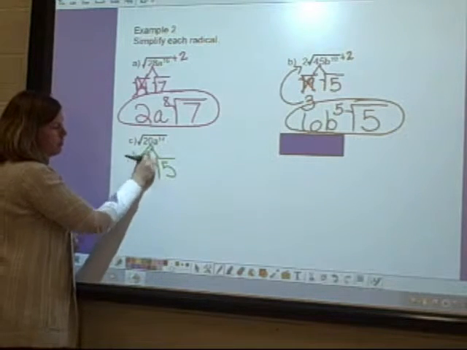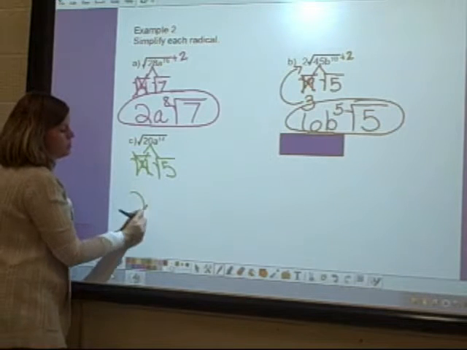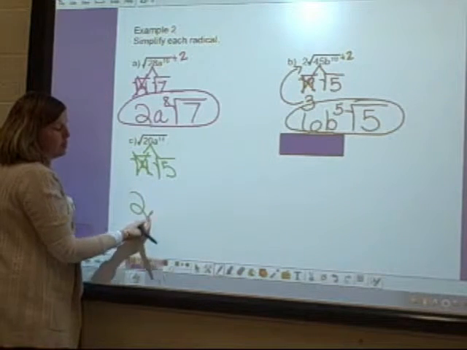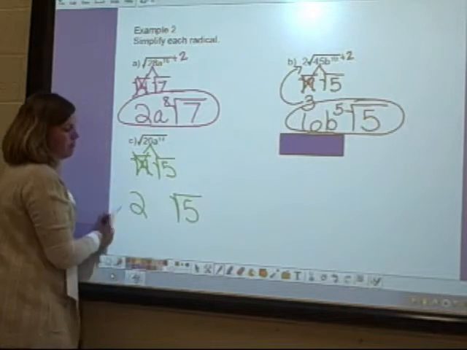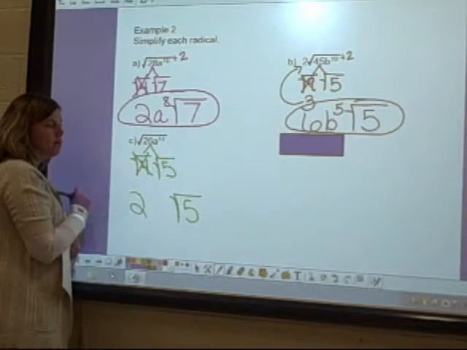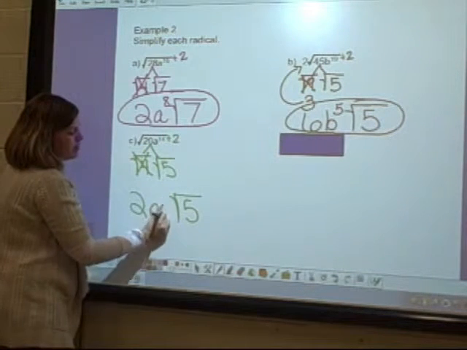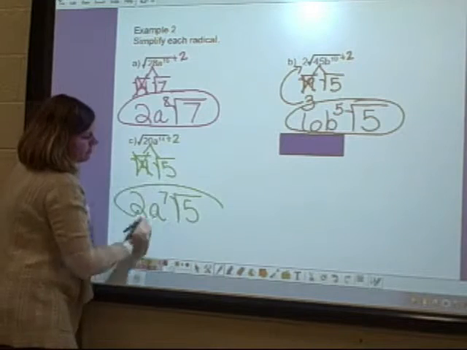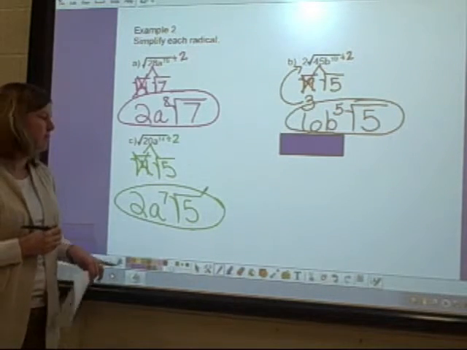The square root of 4 is 2, and there's nothing to multiply it by on the outside, so just the 2 comes out. We're going to leave a little bit of space, and then our square root of 5. The square root of a to the 14th, we divide the exponent by 2, and we end up with a to the 7th. So your answer for letter C would be 2a to the 7th times the square root of 5.